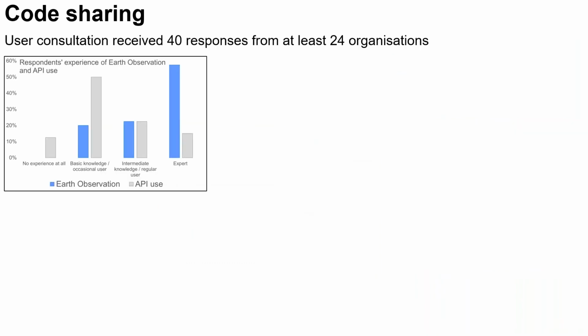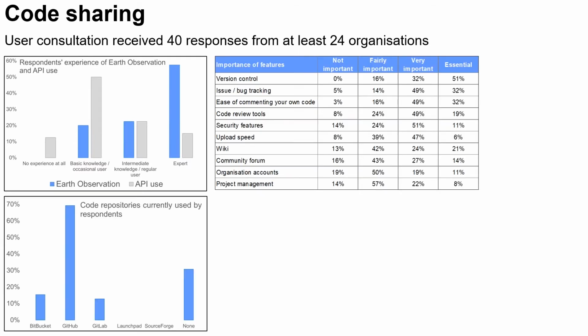Talking about the code sharing platform that we've set up, we ran a user survey, as I said, to get information to help our decision process about this. We got 40 responses from at least 24 organisations. Not everyone listed their organisation, so we don't know how many in total. And the people who responded had a very high level of expertise and experience in Earth observation data, a slightly lower level of experience in API use, but that's good because this project is all about helping people get more skills in API use. And we asked them what repositories they're already using, and there was obviously a huge support for GitHub as being the main thing people are using at the moment.